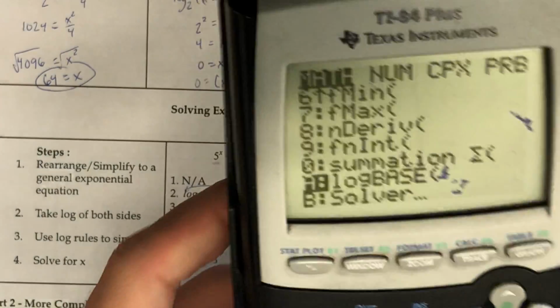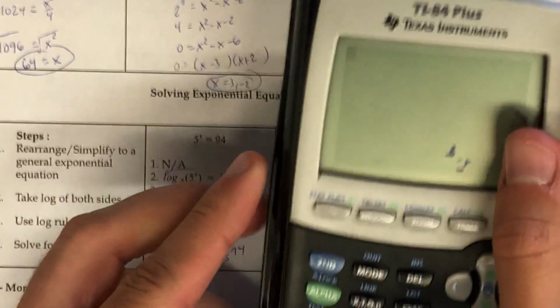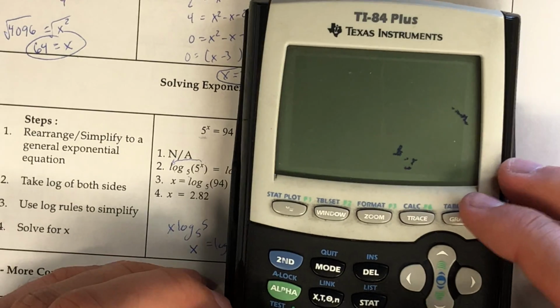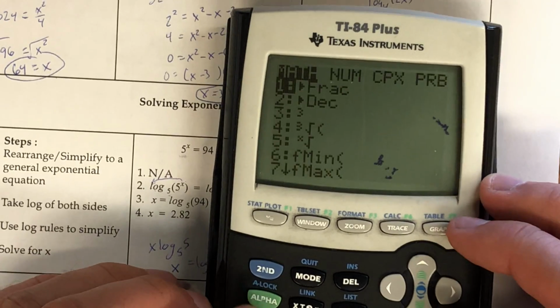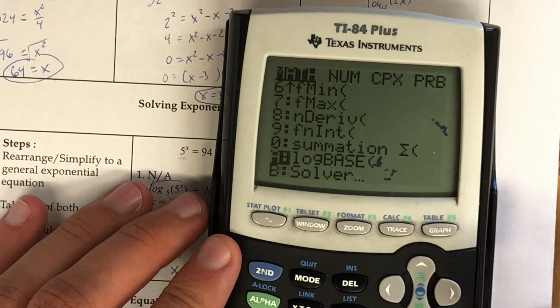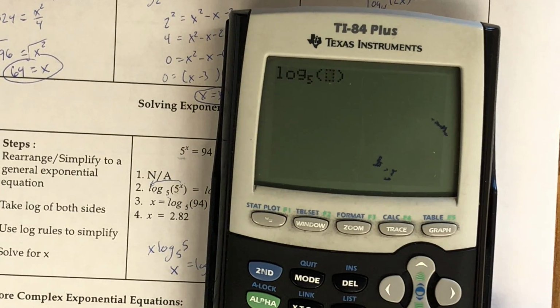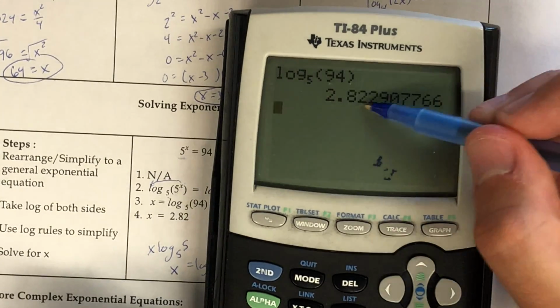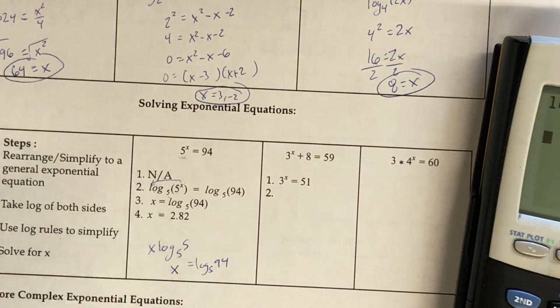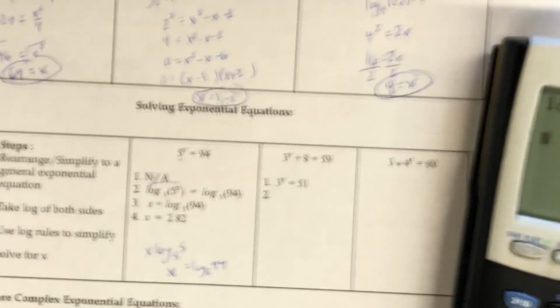You can use it in your calculator. If you hit math, then at the bottom, it's log base. So log base 5 of 94 gives us 2.829, or 2.82. So you can use that calculator to find it.